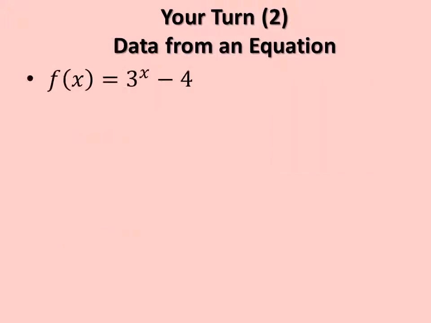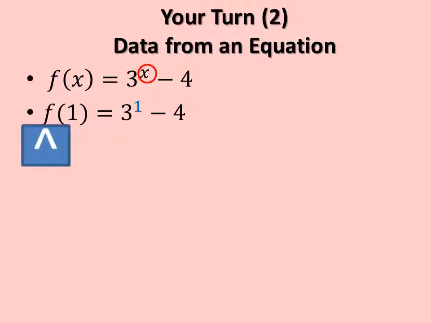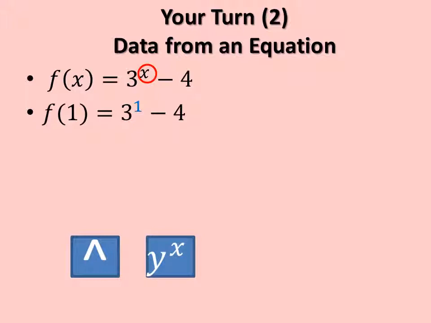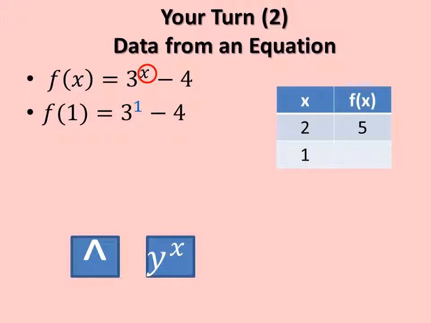Your turn number 2. We still have the same function. But what am I raising that power to? What did I choose for my x value? 1. Go ahead again. We're going to use one of these two buttons on your calculator. 3. Push the button. 1. What do you get? Write it down on your paper. Got to see your work. When you're done, go ahead and put it into the function table at the bottom.